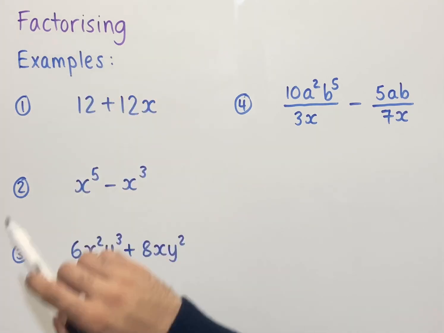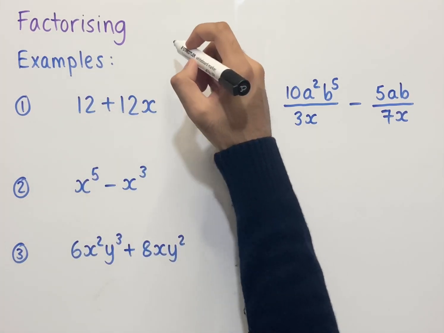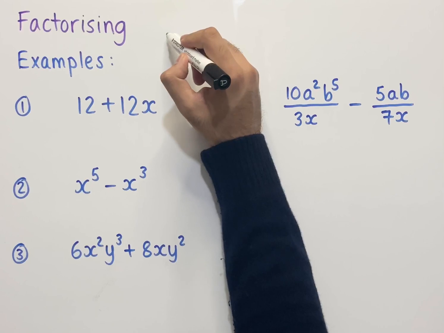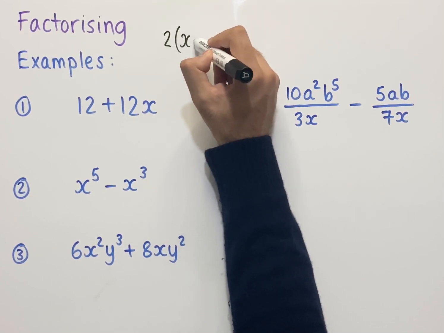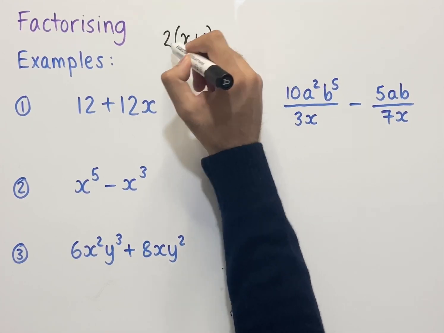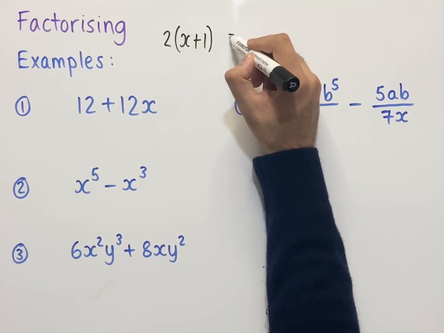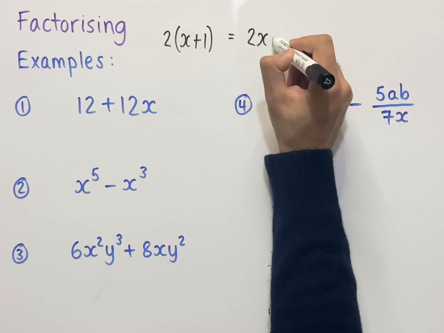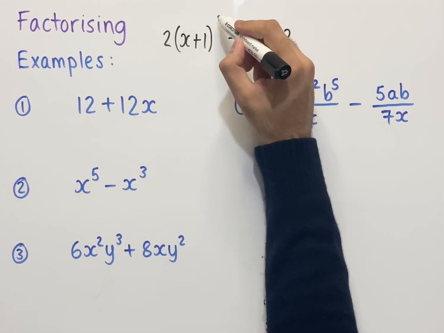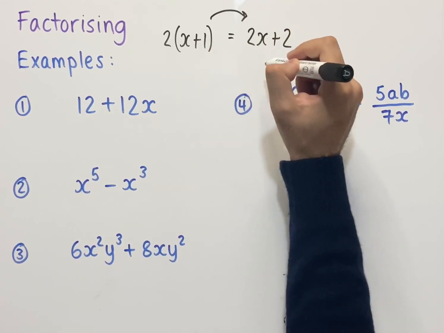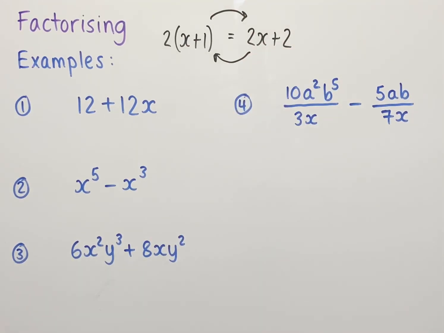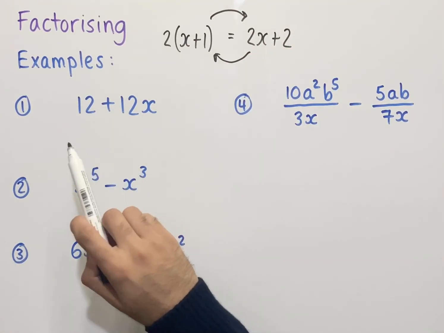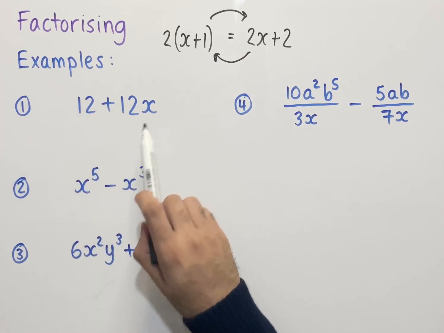Let's look at factorizing. Factorizing is like the opposite of expanding. For instance, if we had the bracket 2 and then brackets x plus 1, then if we were to expand this, we would end up getting 2x plus 2. Going forwards is expanding, and what we're going to look at is how we can go backwards and factorize. So in the first example, we have 12 plus 12x.